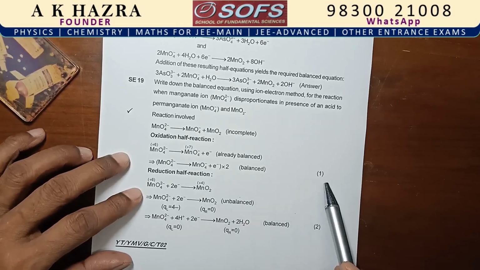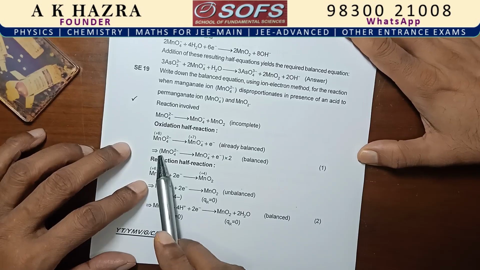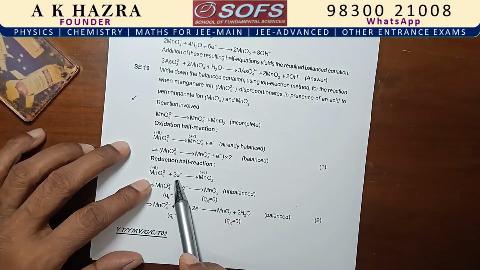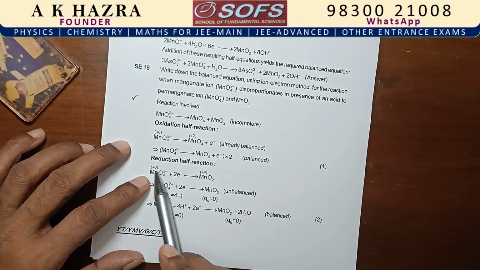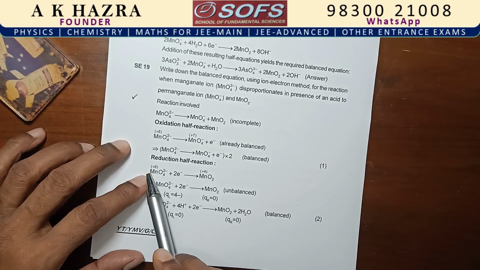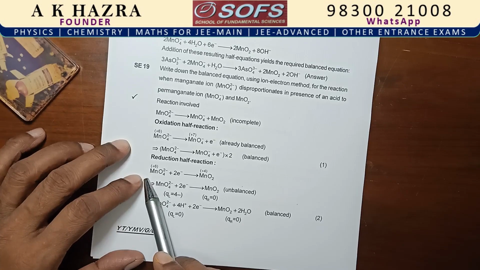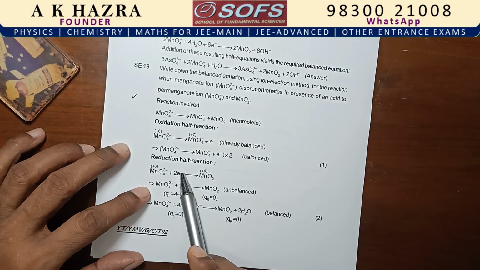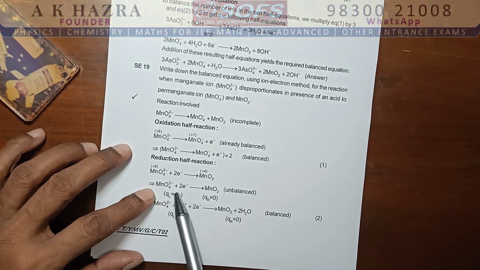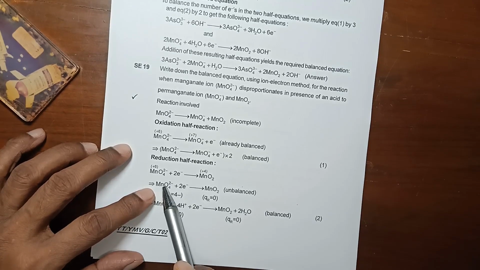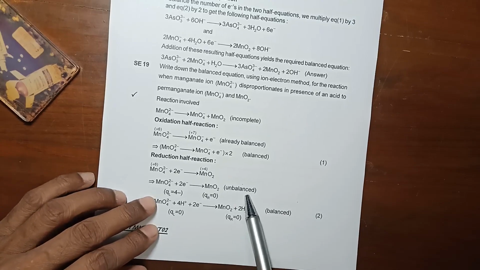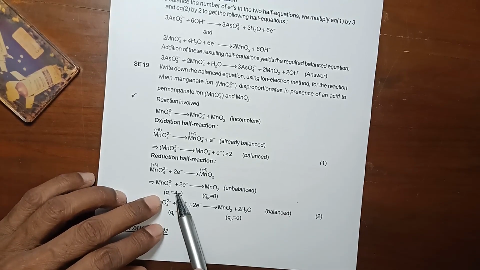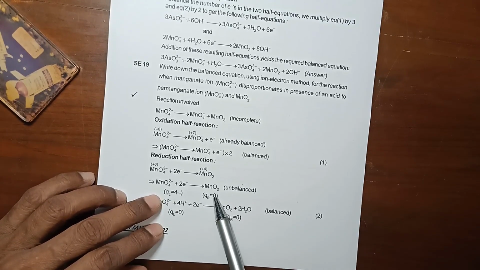Equation number 1. Now second, again MnO4 2 minus undergoes reduction to MnO2, plus 6 to plus 4. 2 units of reduction. 4 minus 6 means minus 2. So 2 units of reduction. So 2 electrons are added here. So we will have MnO4 2 minus plus 2e minus to MnO2. It is an unbalanced one because total charge is 4 minus here. Here total charge is 0.